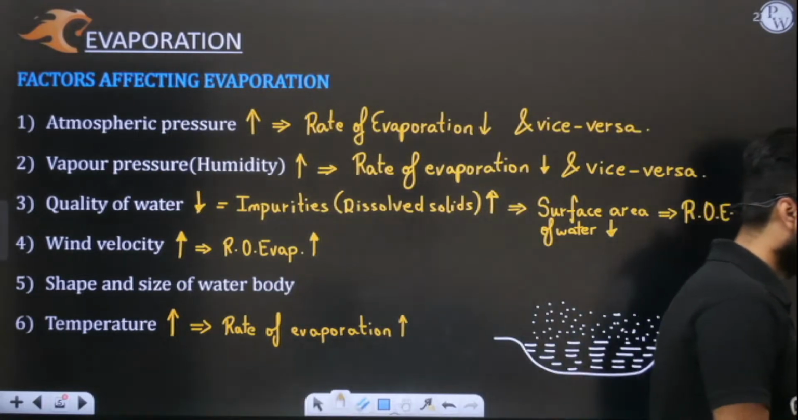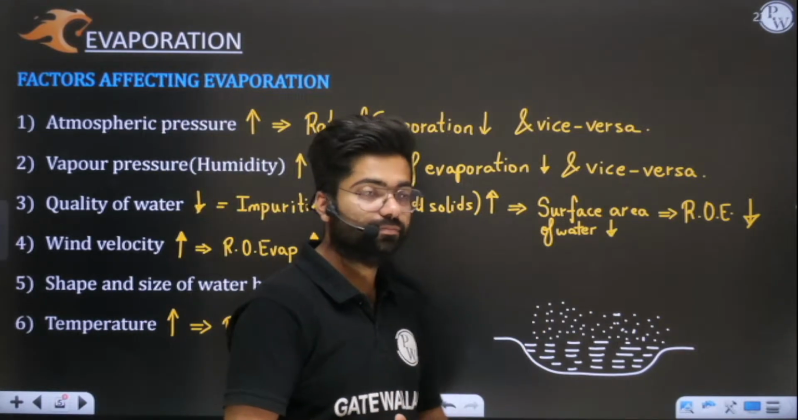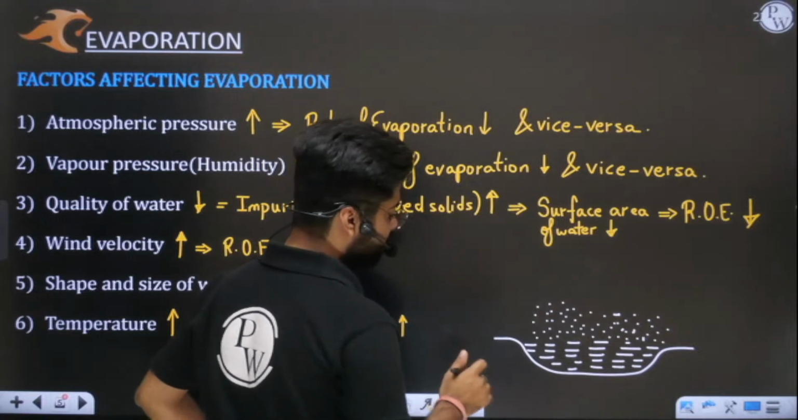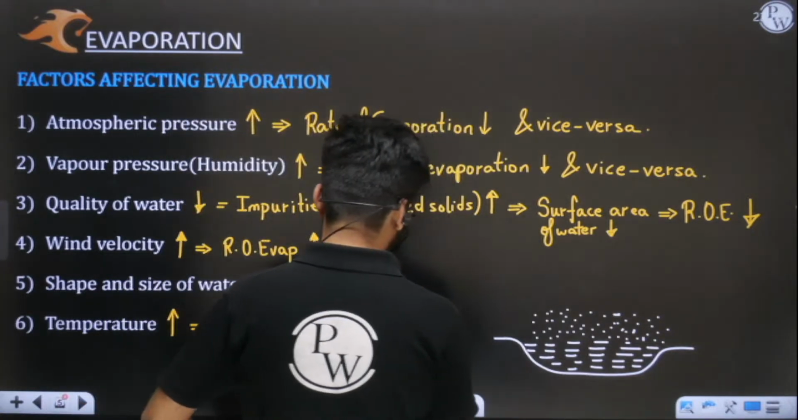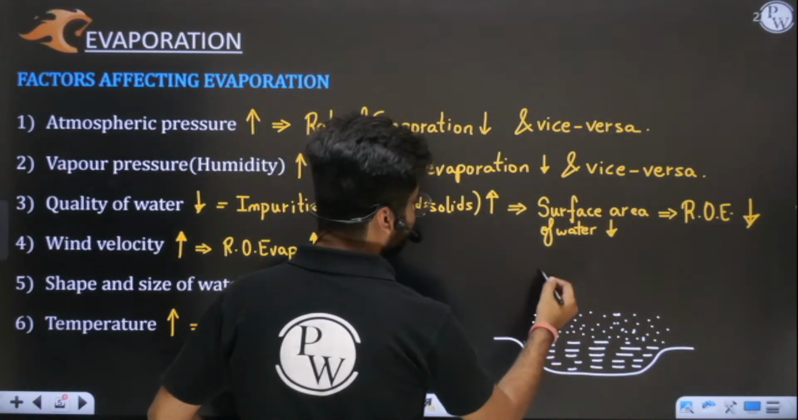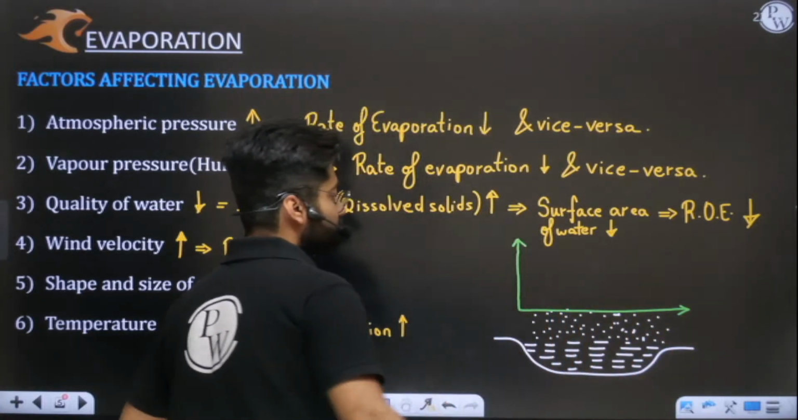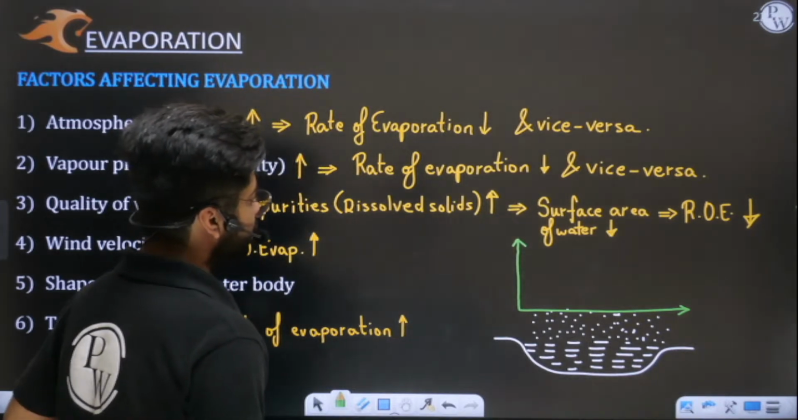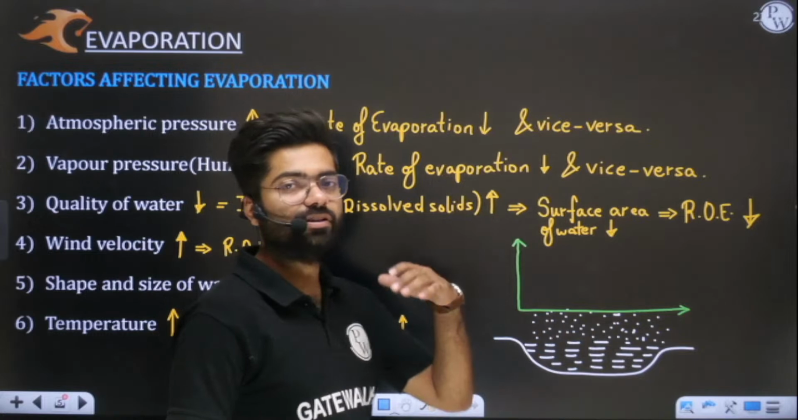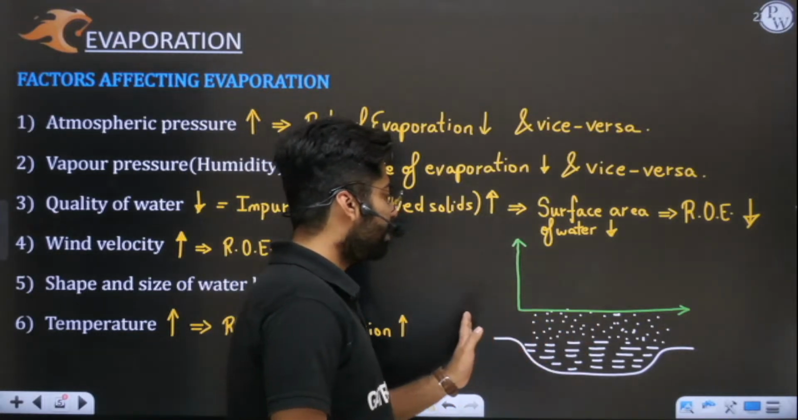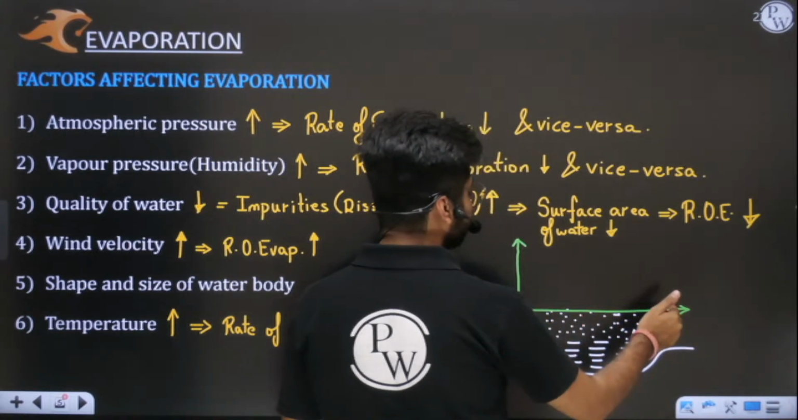Now tell me one thing: when wind blows from this area, I am going to draw one graph here, with the help of which you will be able to understand it easily. Space is less, but still I will try to draw it here. You can see that humidity is more just above the water body. Now when wind blows in this direction, obviously the moisture or humidity stored here will move away. Yes or no, sir?